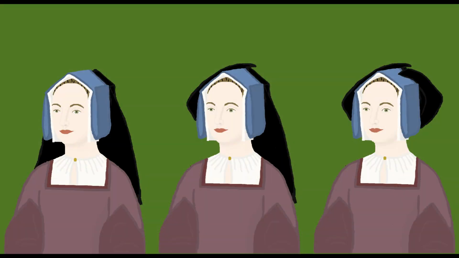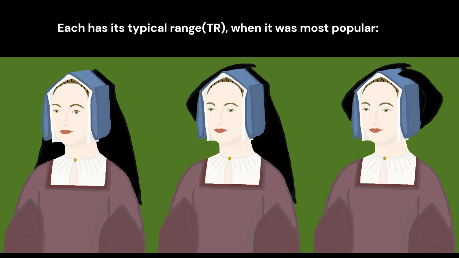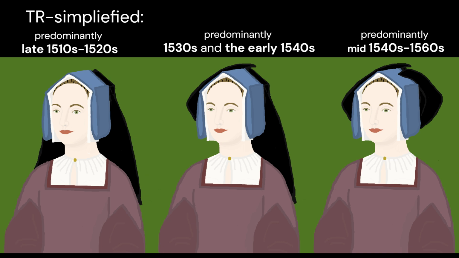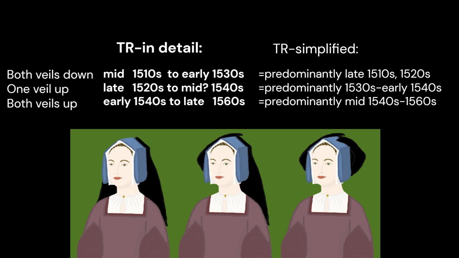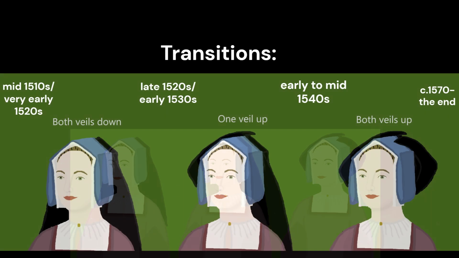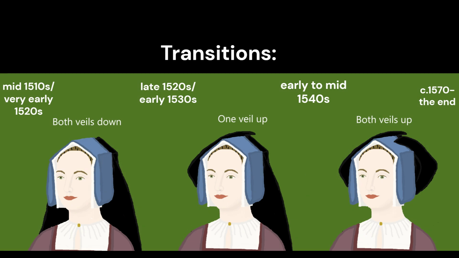There are just 3 styles. Both veils down, one veil up, both veils up. Each has its typical range, when it was most popular. Here is simplified dating. And here is the dating in more detail. The transition dates also aren't complicated.